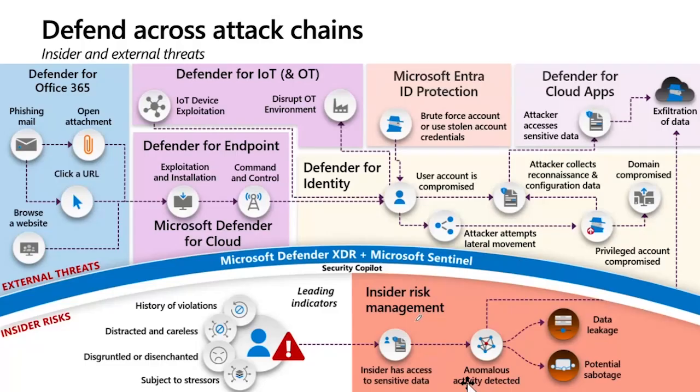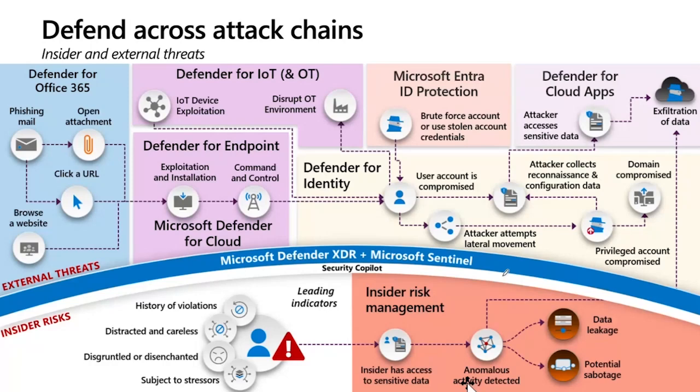Then we have Security Copilot. Security Copilot helps in analyzing incidents and threats, incidents and alerts. Whereas with Defender XDR plus Microsoft Sentinel, we can collect signals from all these places for further analytics and maybe for further hunting capabilities. So these are the different options, different Defender components that we use across the attack chain.